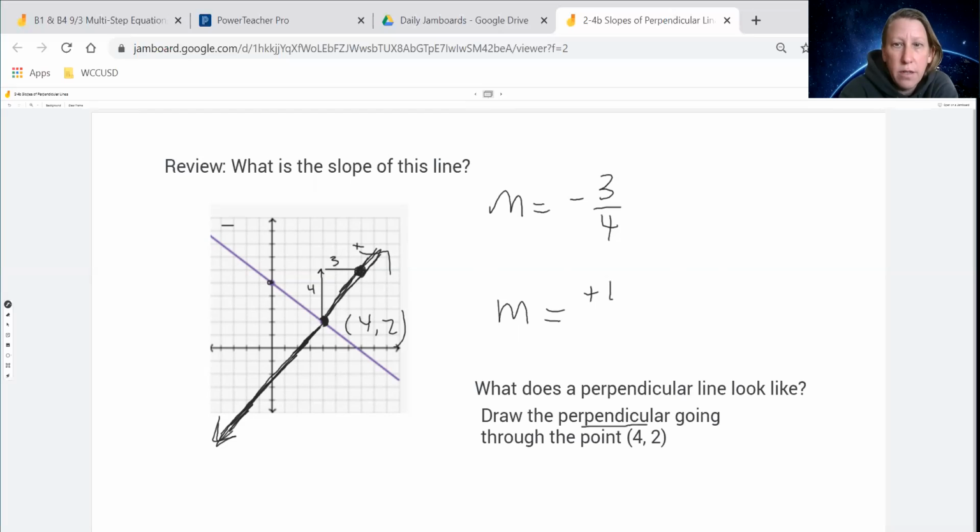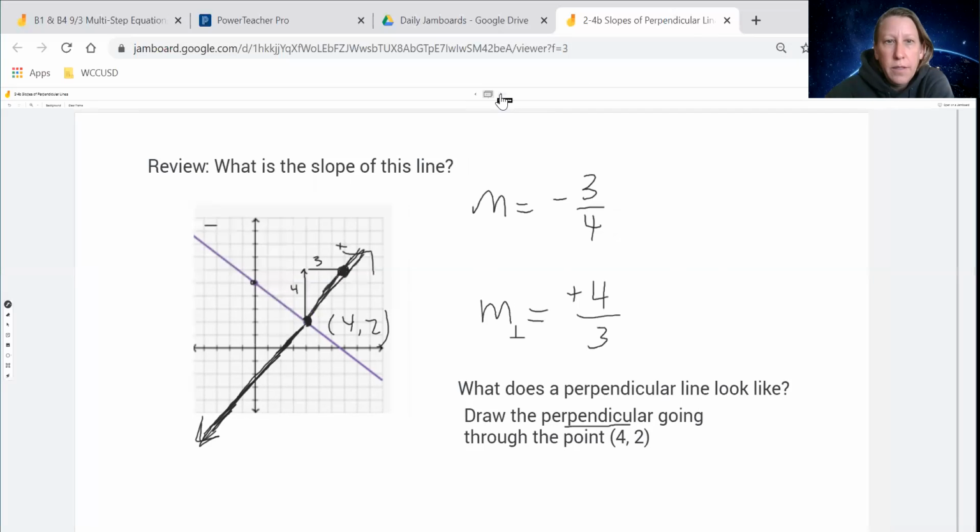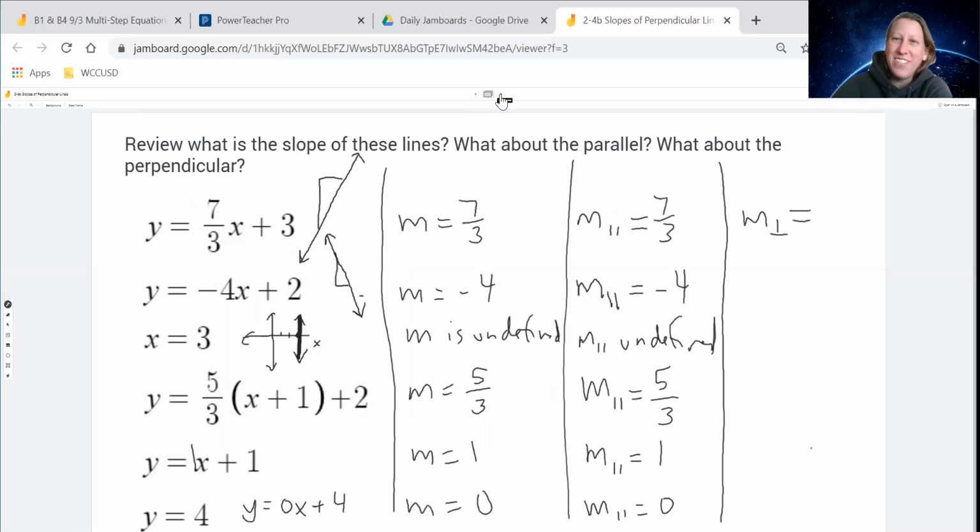Slope is up 4, right 3. I wonder how those two things are related. That's the slope of the perpendicular. Yeah. What do you think this one is? This line's going up. The perpendicular's got to be going down. So it's going to be negative.